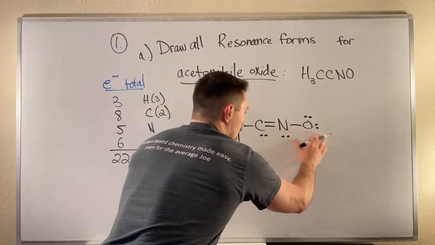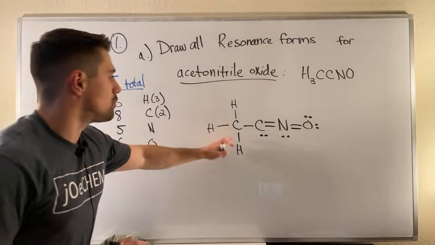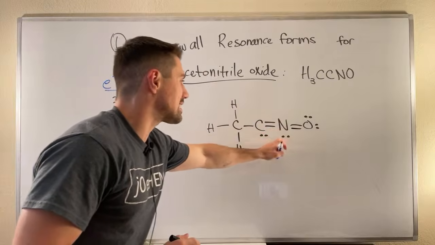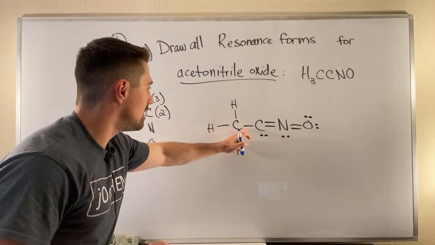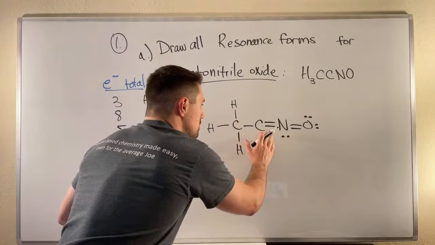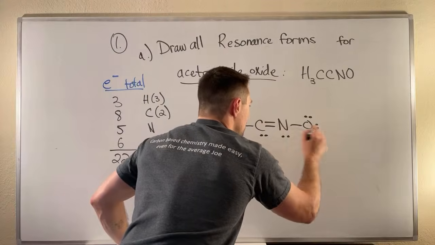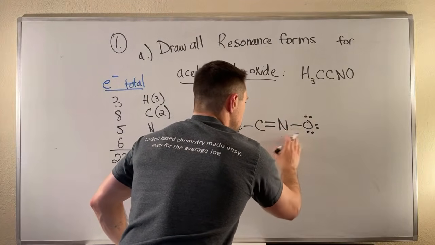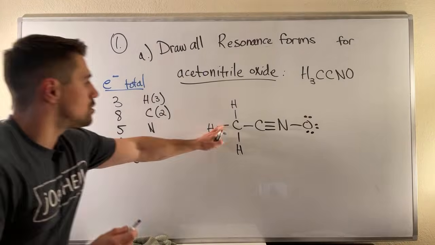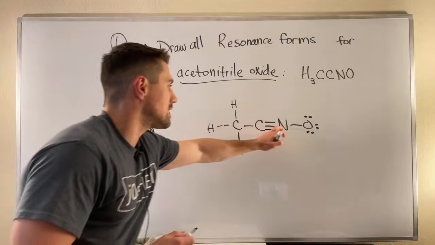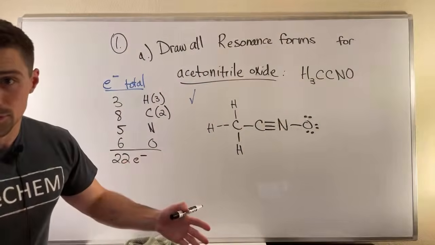What I can try is now make a double bond between nitrogen and oxygen. 2, 4, 6, 8, 10, 12, 14, 16, 18, 20, 22, 24. Oh wait, 2, 4, 6, 8. Oh, whoops. Hold on. Actually, I'm going to undo what I just did there. I'm actually going to do this. Okay? 2, 4, 6, 8, 10, 12, 14, 16, 18, 20, 22. Now this is a valid Lewis structure.